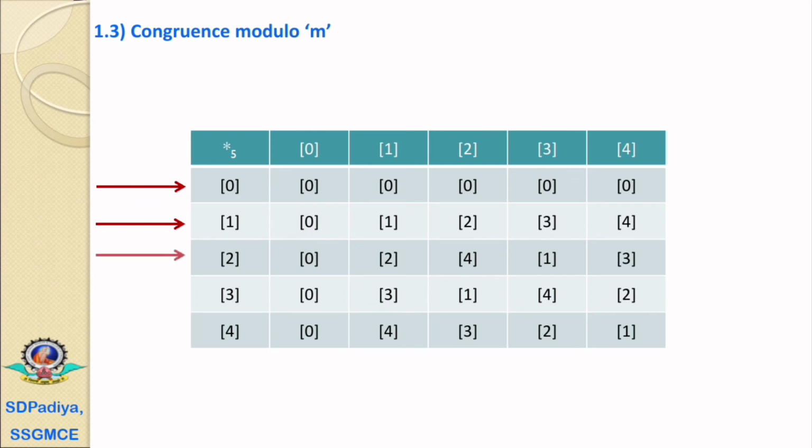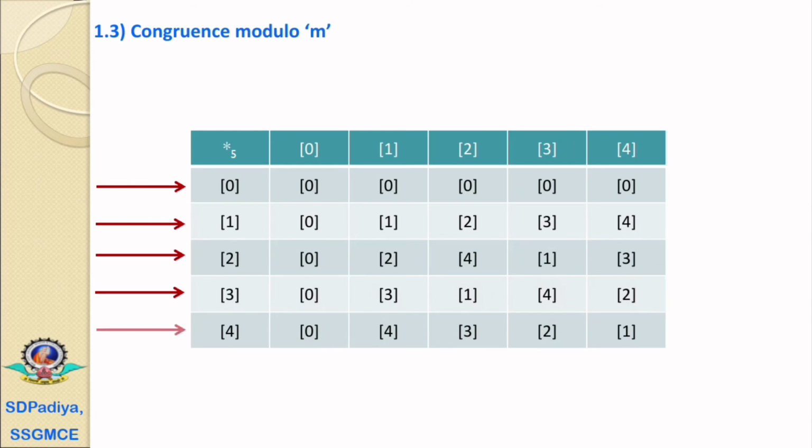Now for the next, 2 into 0 is 0, 2 into 1 is 2, 2 into 2 is 4, 2 into 3 is 6, 6 mod 5 is 1, 2 into 4 is 8 and 8 mod 5 is 3. We solved the same in the previous. 3 into 0 is 0, 3 into 1 is 1, 3 into 2 is 6, 6 mod 5 is 1, 3 into 3 is 9, 9 mod 5 is 4, and 3 into 4 is 12, 12 mod 5 is equal to 2.